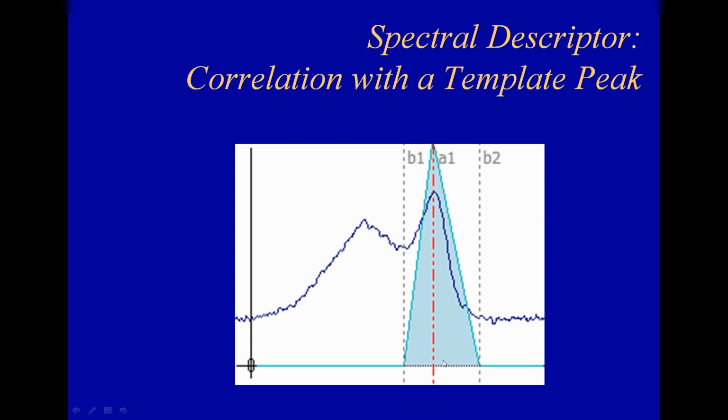And this triangular peak is then correlated to the signal, and the correlation is multiplied by the peak height, and if the correlation is negative or not significant at the level of significance of 1%, then the entire spectral descriptor is set to 0. So in effect, using this spectral descriptor, we can isolate individual peaks within a spectrum and in parallel reduce the noise in the spectrum considerably.